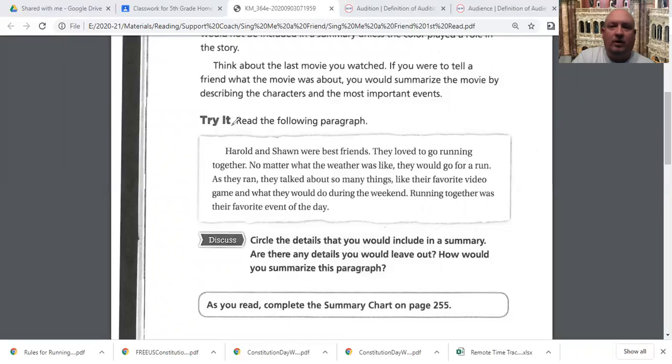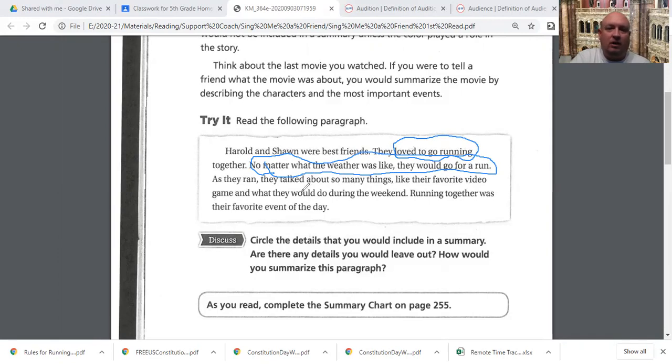So if we want to talk about this paragraph, what would we want to highlight? Is it important that Harold and Sean were best friends? While to Harold and Sean, that very well probably is important. But if I was telling this story, I probably wouldn't include that sentence. Okay, they love to go running. I think that's important in this paragraph, considering everything we are doing is describing something about them going running. No matter what the weather, they would go running. If you are someone who doesn't run regularly, you may not appreciate how much fun it is to run when it's raining or it's 22 degrees outside and windy.